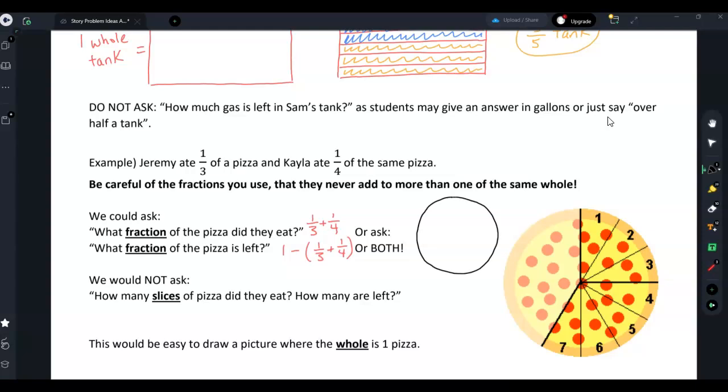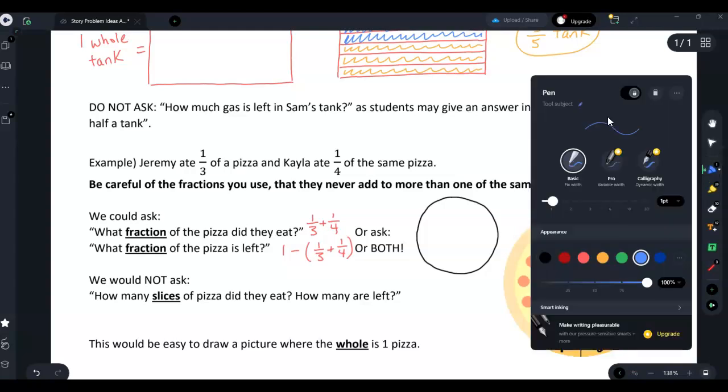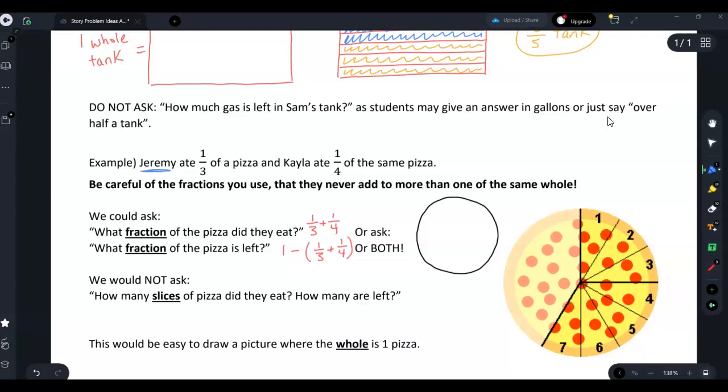But if it's harder for you to draw round objects, to use pies, draw that rectangular pizza, right? So if I did this as a round pizza, which I may not want to do if it's a little bit hard for me, but I'll try it. So this said Jeremy ate 1/3 of a pizza and Kayla ate 1/4 of the same pizza. So I'll start with Jeremy, and I'll just make Jeremy blue here just to kind of color code and make it a little easier.